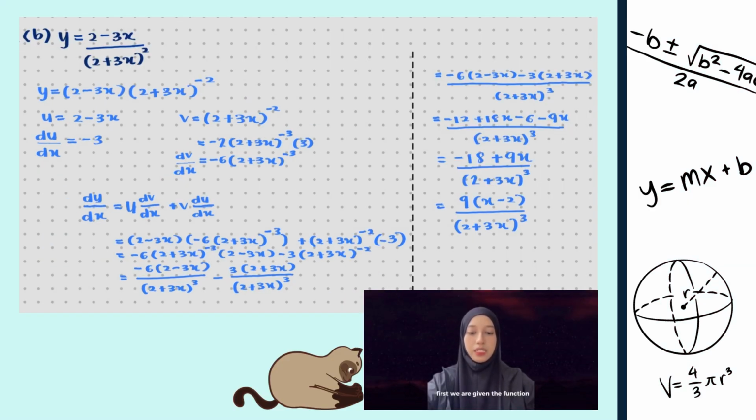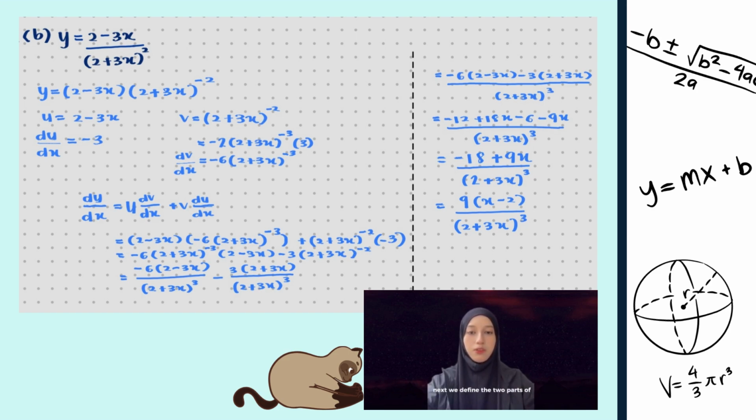First, we are given the function y equals (2 minus 3x) over (2 plus 3x) squared. To make it easier to differentiate, we write the function using a negative exponent. y equals (2 minus 3x) multiplied by (2 plus 3x) to the power negative 2. This is clearly a product of two functions, so we will use the product rule, which says dy/dx equals u dv/dx plus v du/dx.